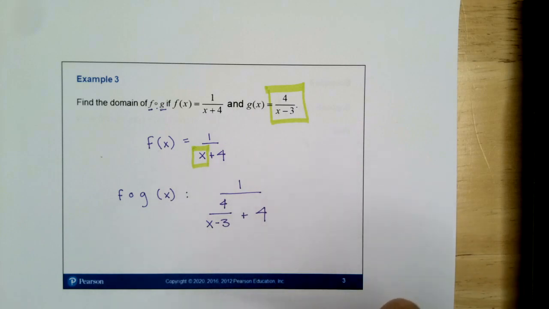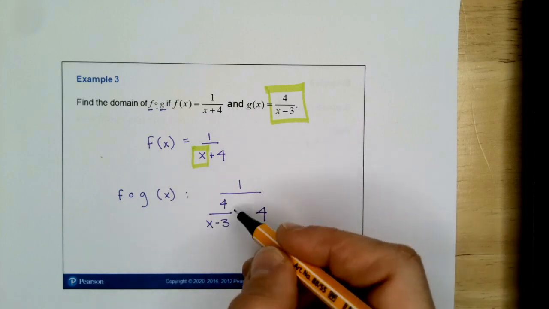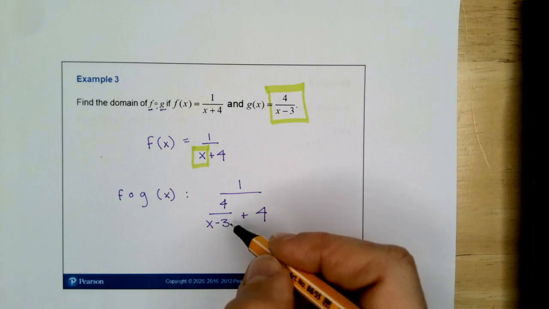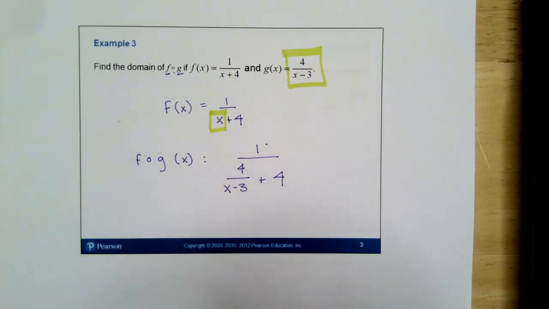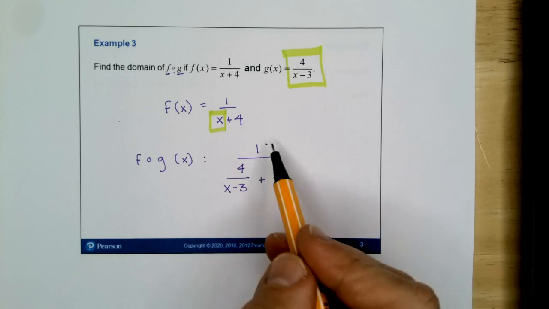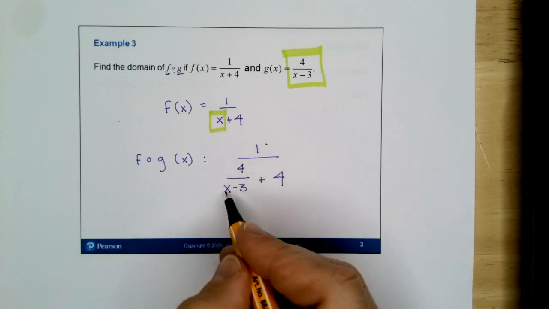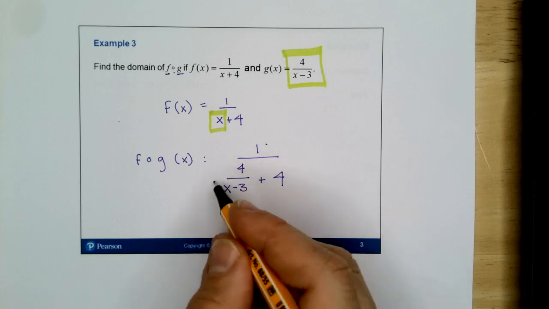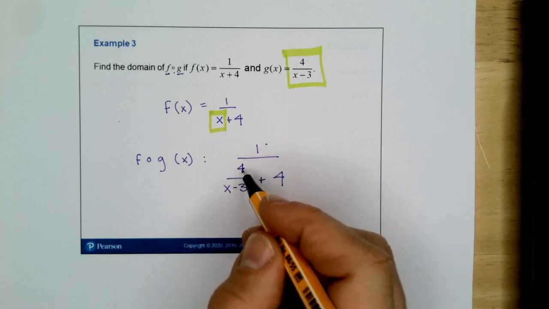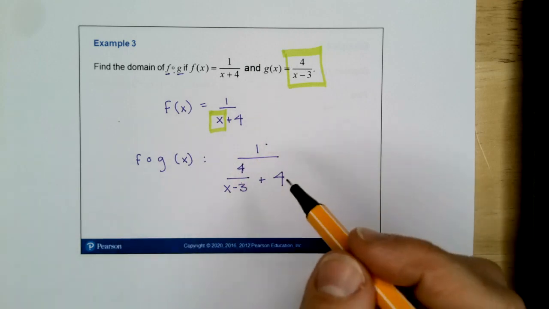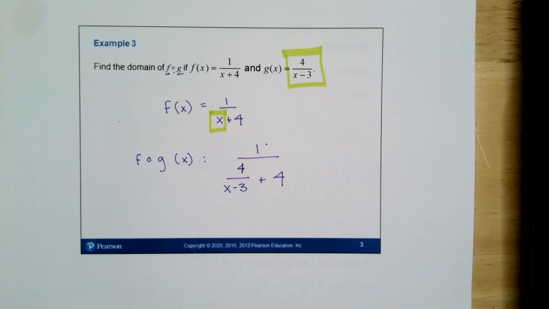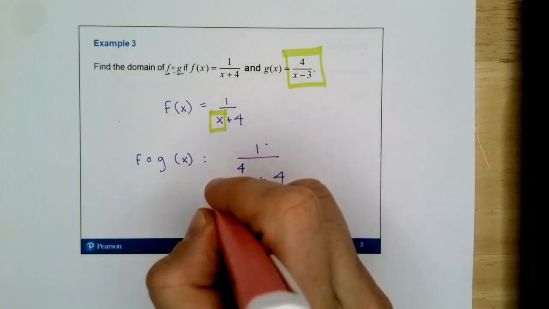In order to find the domain, we just want to simplify it so that we can ensure that if there is a remaining fraction, we do not have an x value that gives us a 0 in the denominator of the fraction. Okay? So, in a compound fraction, a fraction within a fraction, we can get rid of the inner fraction by multiplying the numerator and the denominator of the bigger fraction by the denominator of the inner fraction. So in this case, the inner fraction is 4 over x minus 3.